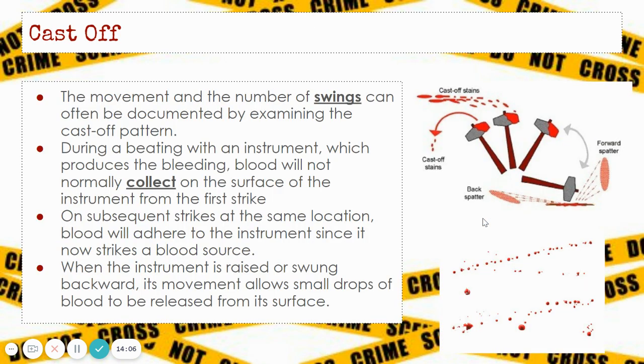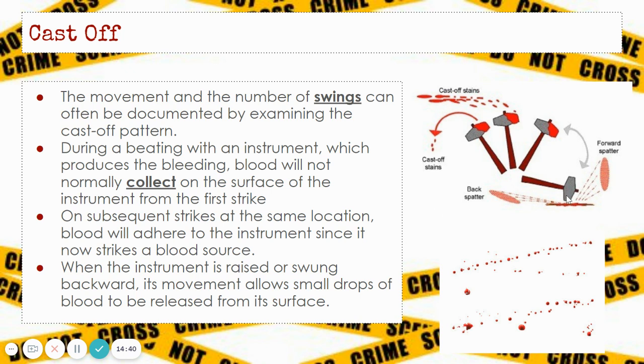Then we have something called cast off. So the movement and the number of swings can often be documented by examining the cast off pattern. During a beating with an instrument which produces the bleeding, blood will not normally collect on the surface of the instrument from the first strike. On subsequent strikes at the same location, blood will adhere to the instrument since it now strikes a blood source. When the instrument is raised or swung backward, its movement allows small drops of blood to be released from its surface. So cast off is the blood left behind from the weapon.